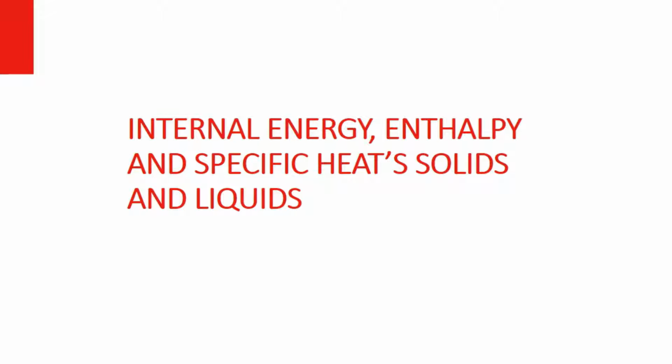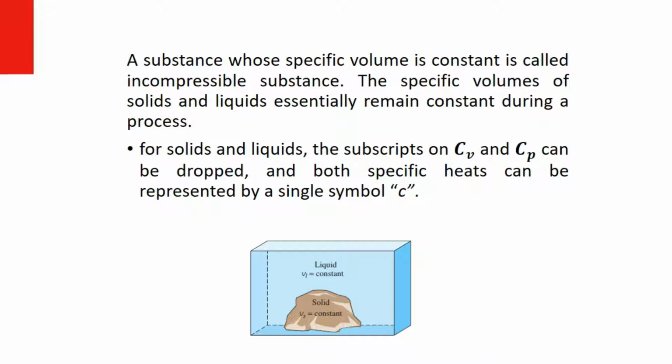Internal energy, enthalpy, and specific heats of solids and liquids. A substance whose specific volume is constant is called an incompressible substance. The specific volume of solids and liquids essentially remains constant during a process. For solids and liquids, the subscripts on Cp and Cv can be dropped and both specific heats can be represented by a single symbol, C.